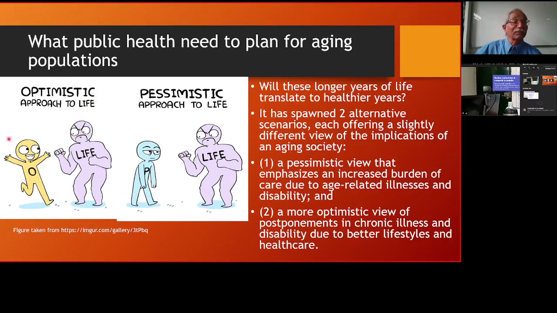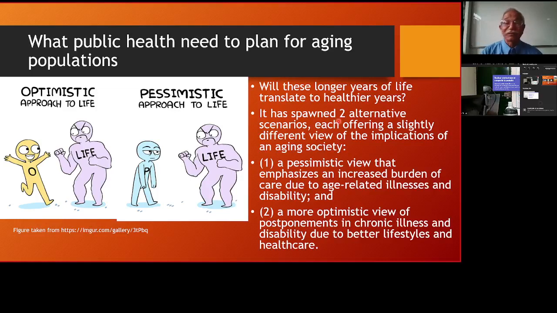So there are two approaches: either you take life optimistically, or you take life pessimistically. If you create an optimistic approach towards life, then people will be more useful. If you take a pessimistic view of life, then people will be stressful. And if you are stressful, you create stress for everybody. You must have seen in the family that if one family member is stressed, it creates stress in the whole family. So will these longer years of life translate into healthier years?